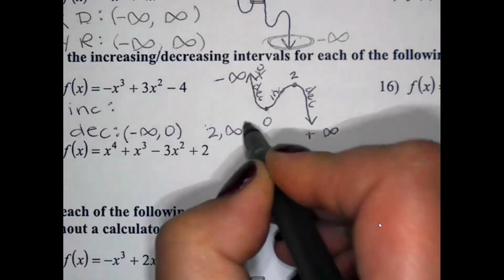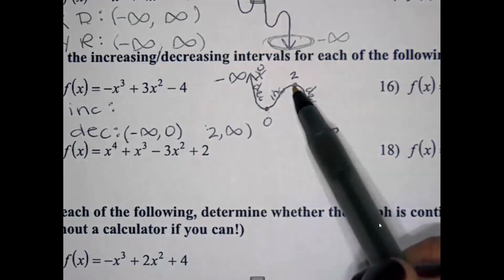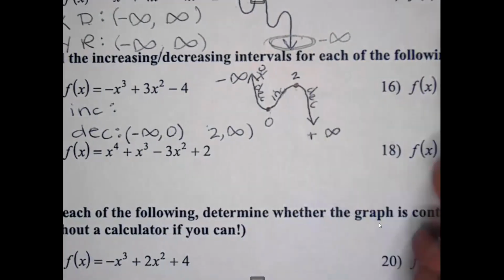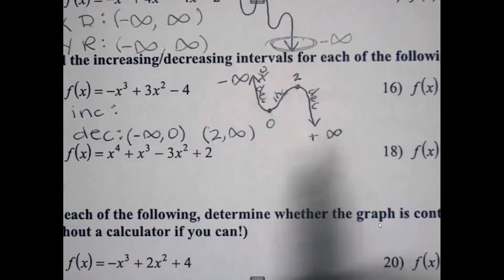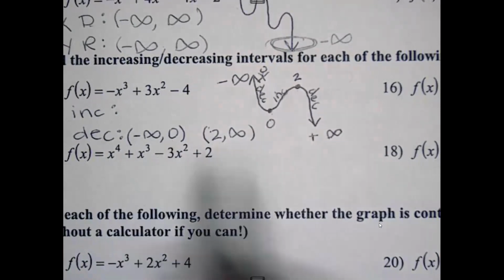Infinity always gets a parenthesis. When he's standing right here, is he actively walking downhill? No, so that's going to get a parenthesis. And then does anyone remember from the homework video what we put in between if we have more than one answer? A U. We put a U in between.